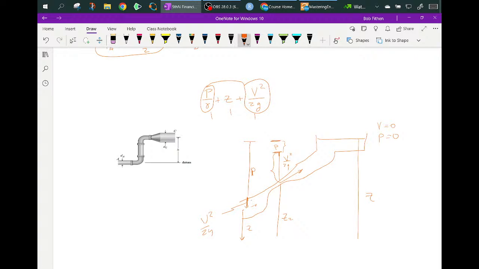So you can change your pressure by shrinking the flow down and increasing its velocity, and then later on it slows down. If it slows down, the velocity head goes down, but your pressure head has to go up to compensate for that.